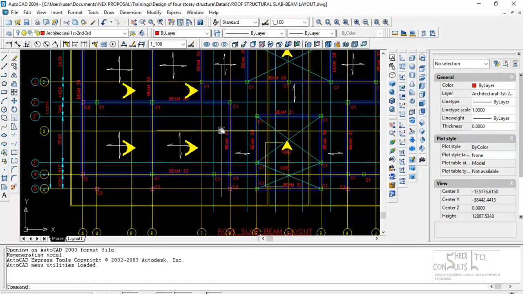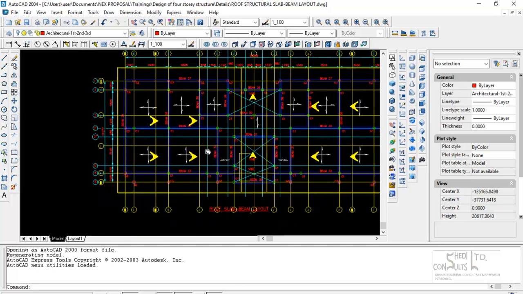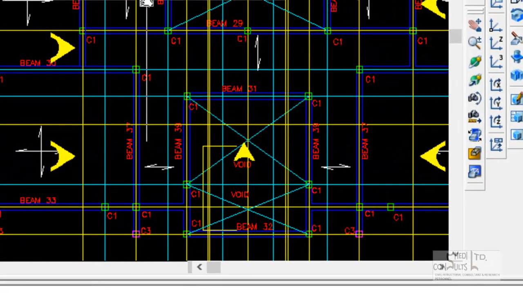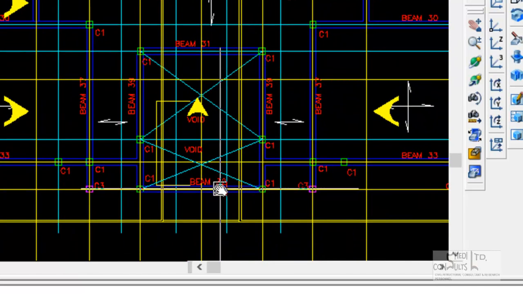So if you look here, the entire roof is set to be slabbed. So you will see that we have slab panels all around there. This is where the roof is sloping down. Let's take away the roof.